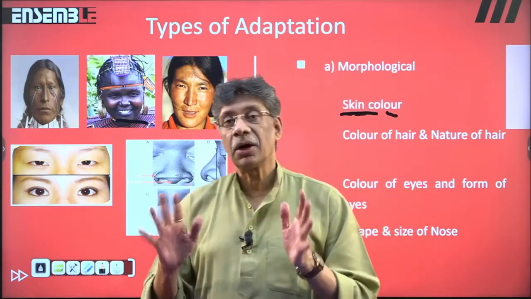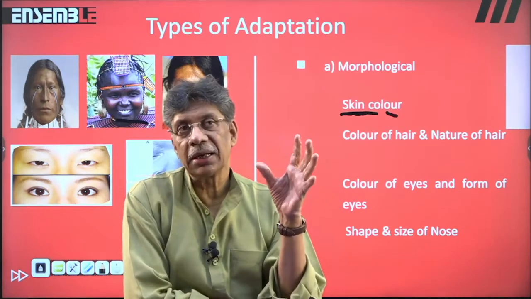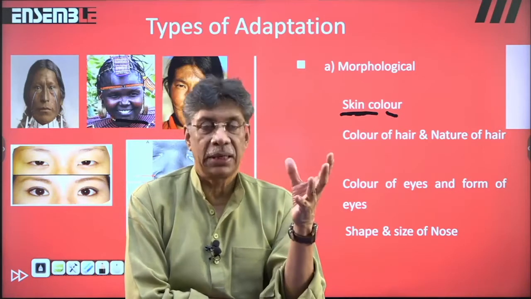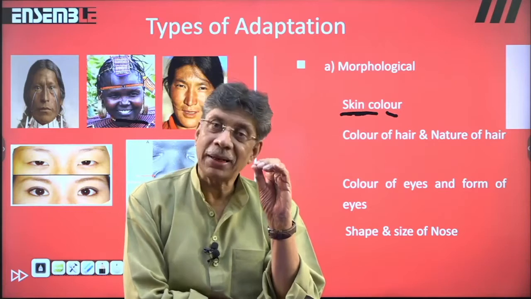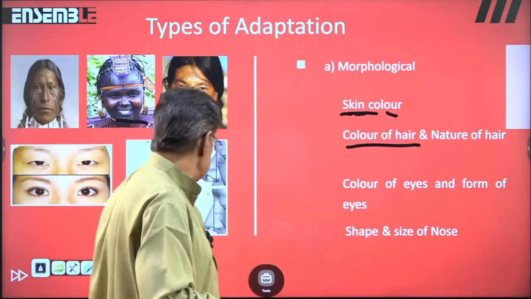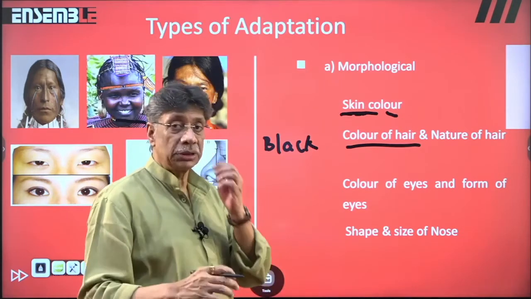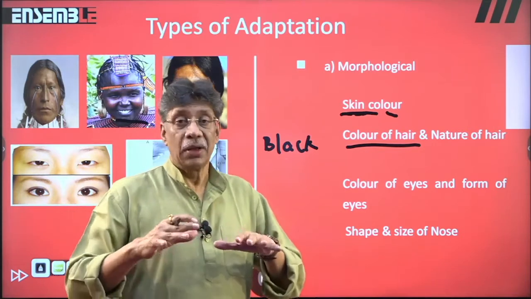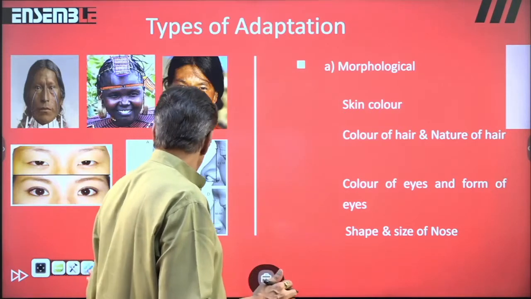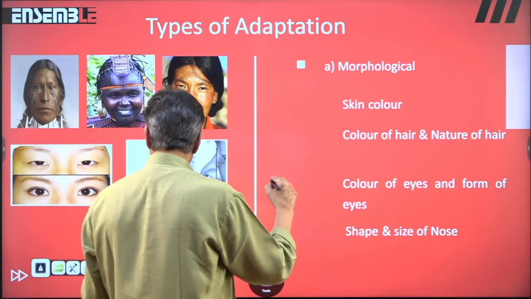Second is the color of hair and the nature of the hair. The color of the hair can be black, white, light colored, or golden as well. A black color is again in response to climatic conditions, where the temperature is very high. And the nature of the hair can be of a variety of types. For example, one type is going to be frizzly in nature.